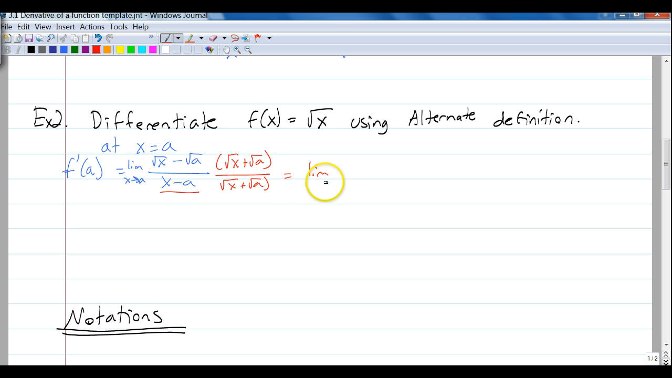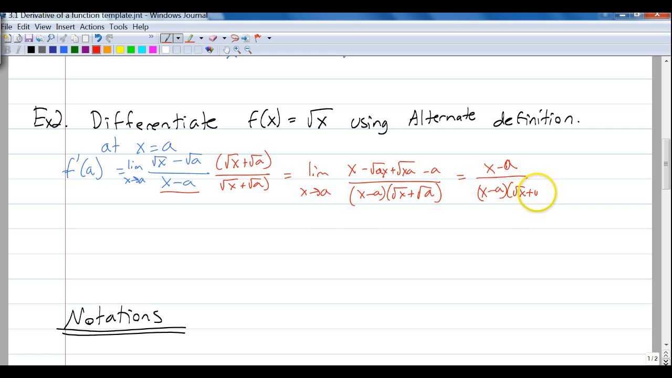So I have the limit as x approaches a of, if you FOIL this, we have x minus square root of xa plus square root of xa minus a, all over x minus a times square root of x plus square root of a. You don't have to FOIL that one because the whole purpose of this is to cancel out. So we have x minus a on top over x minus a and square root of x plus square root of a.